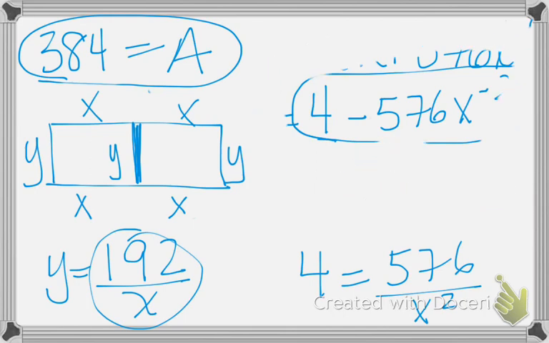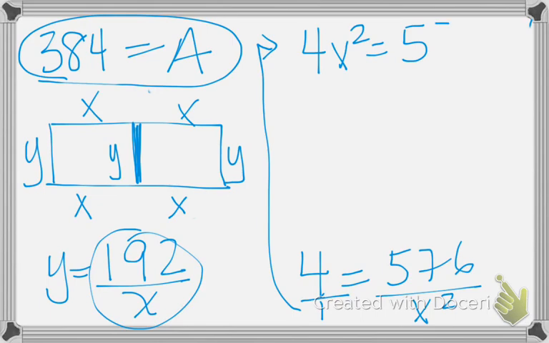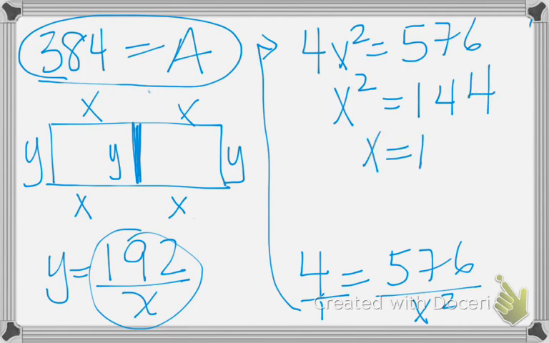So I'm going to make some room here. Okay, so I'm going to cross multiply. So I get 4x squared equals 576. Divide both sides by 4, and you get x squared equals 144. Take the square root of both sides, and you get x equals 12. And we don't have to consider that x is plus or minus 12, because there's no way that x could be negative 12, because x represents a side. So that means that x has to equal 12. So x over here is 12.